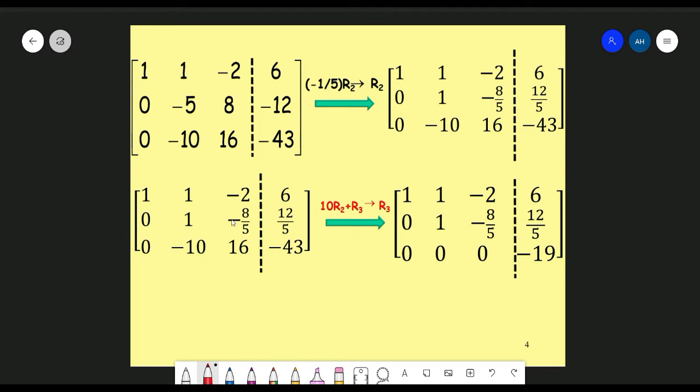Now, 10 times negative 8 over 5. So, 5 times 2 is 10. 2 times 8 is equal to negative 16. Negative 16 plus 16 is equal to 0. Therefore, we have 0 here also.